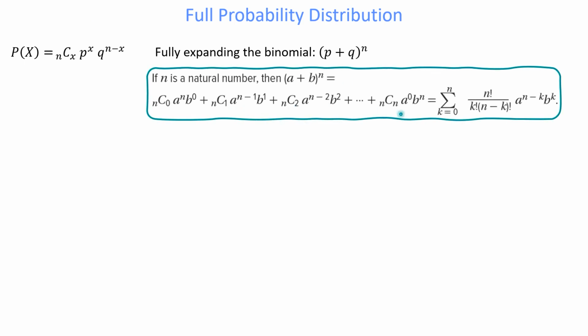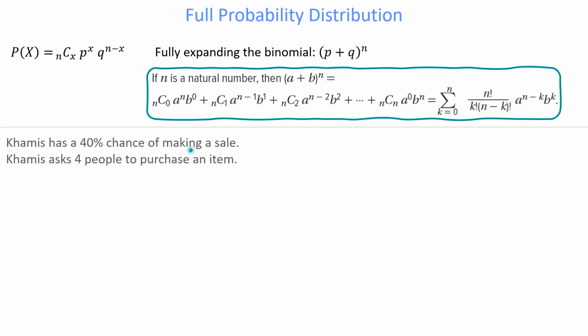Now the binomial probability formula only works out the probability for a specific outcome. If we want the full probability distribution, we can do this by fully expanding the binomial p plus q to the power of n. We know p is the probability of success, q is the probability of failure, and n is the number of trials. And we can expand this using the binomial theorem that you've studied before. Let's look at an example.